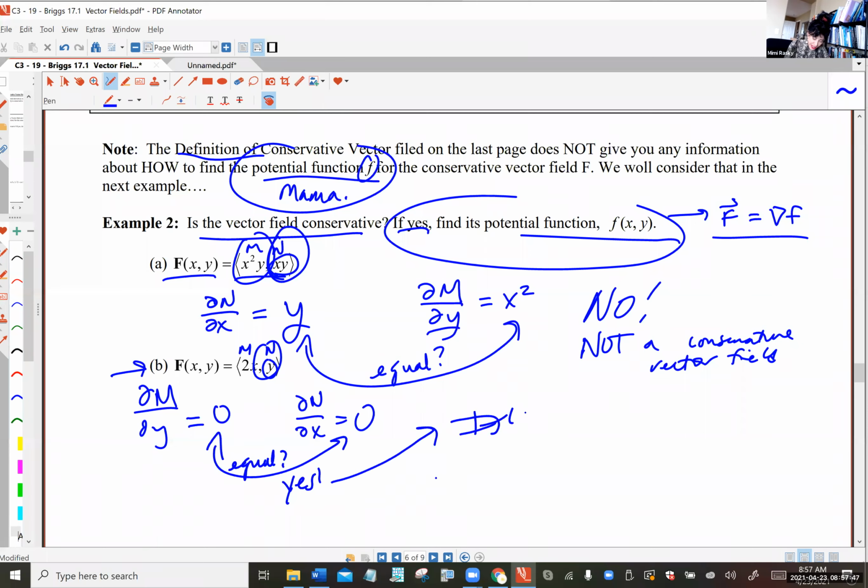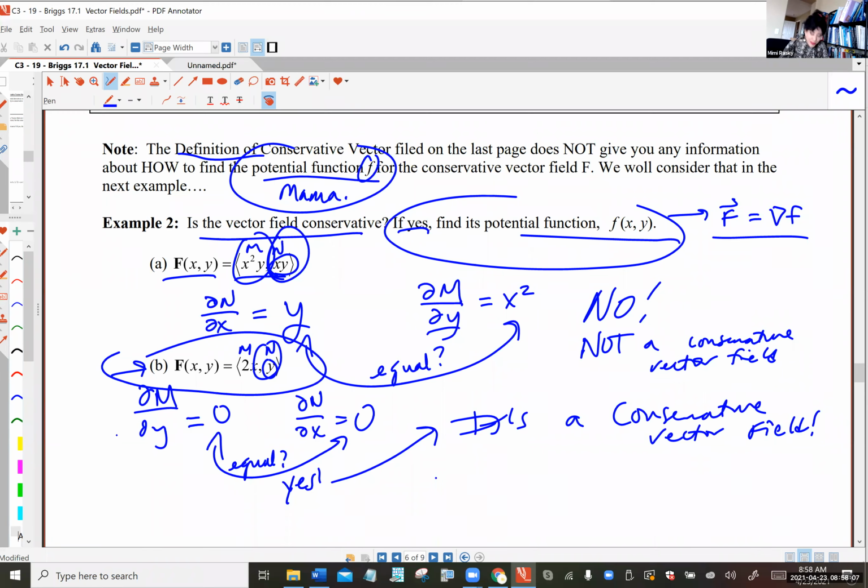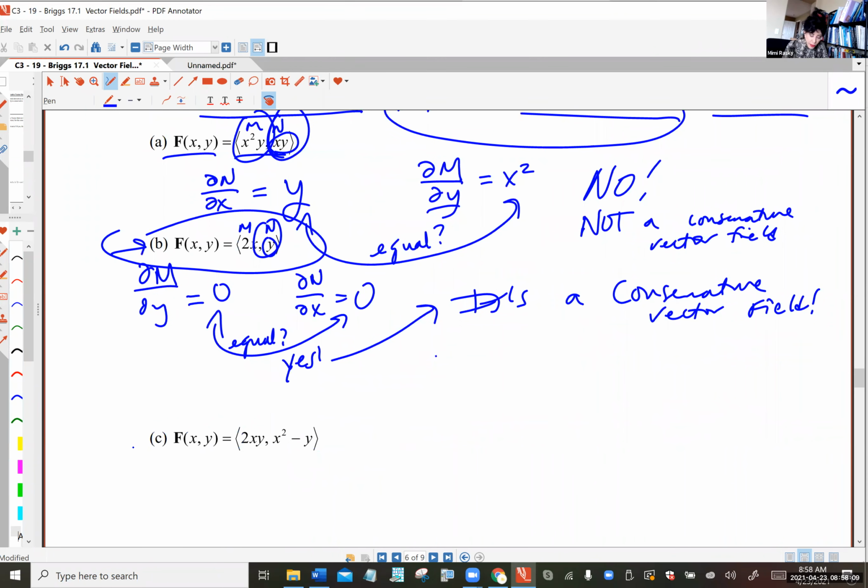It's a conservative vector field. What does that mean? That means that there is a potential function. It's a scalar function where if you found the gradient of it, it would be exactly this vector field. That's all. Now I'm going to show you the Rasky way to do this.